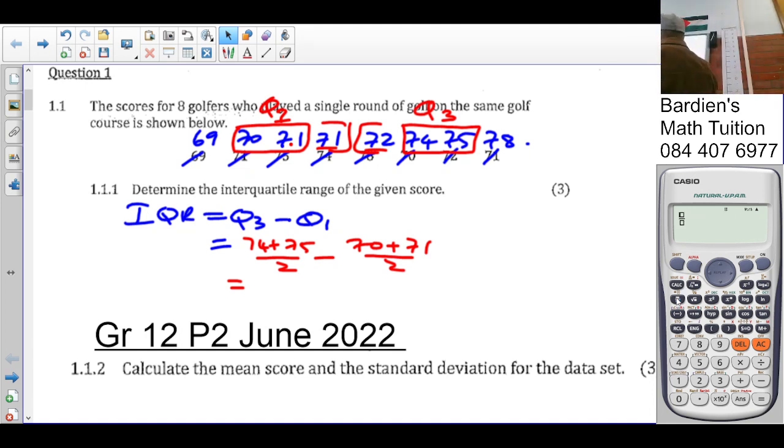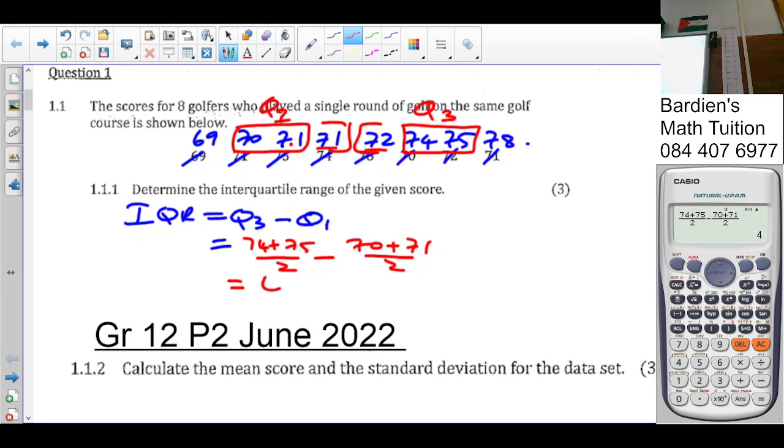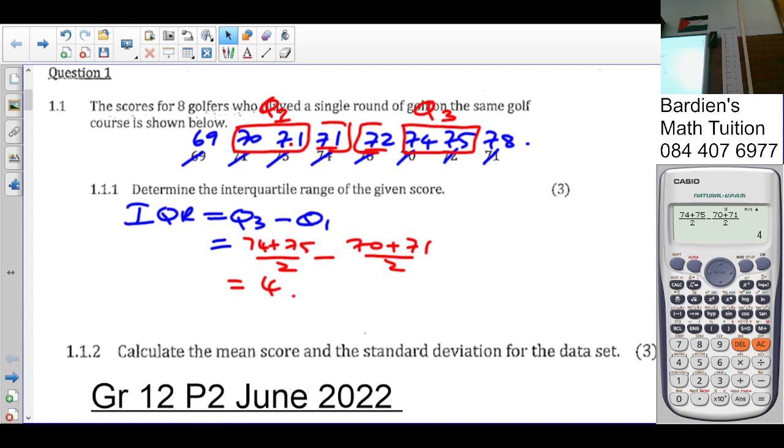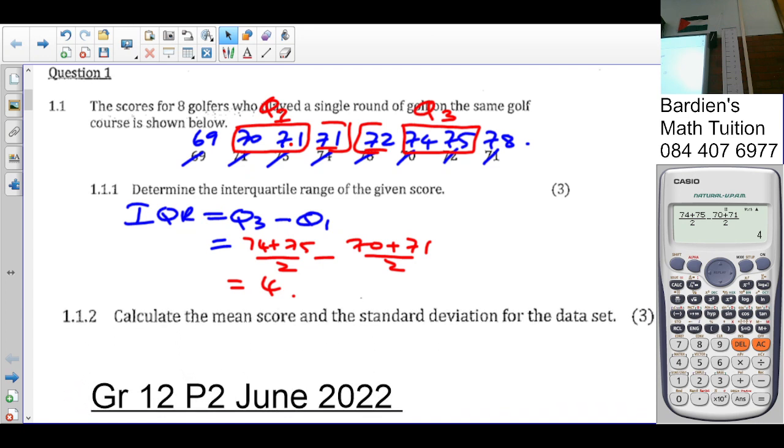So that would be 74 plus 75 over 2 minus 70 plus 71 over 2. That gives you an answer of 4. So the interquartile range is 4. The next question says calculate the mean score and the standard deviation of the data set.